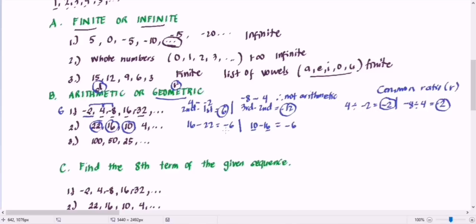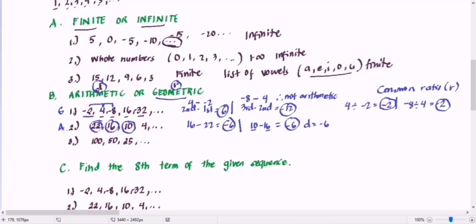So kung mapapansin nyo, parehas yung sagot natin sa pagma-minus natin. So therefore, meron tayong common difference. So that is D. Okay, D is equal to negative 6. So, kung may common difference tayo, therefore, the answer in number 2 is arithmetic. We don't need to check kung geometric siya o hindi kasi arithmetic na siya.